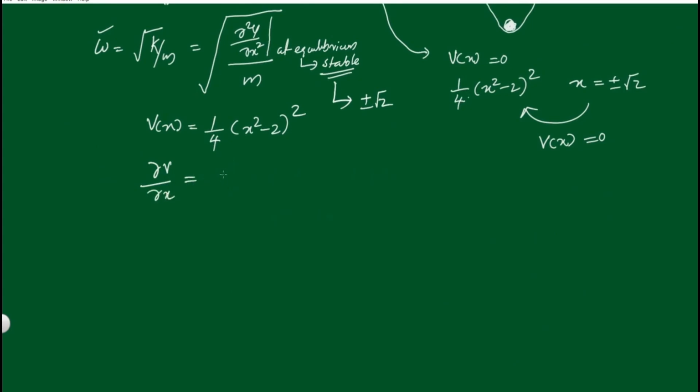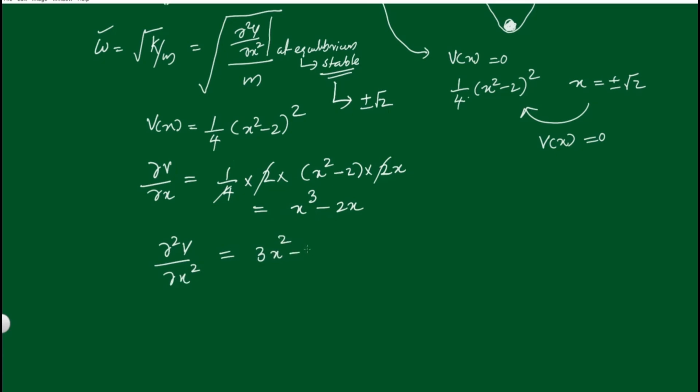Then what will be dou V by dou x? It will be equal to 1 by 4 into 2 into x square minus 2 into 2x. So this 2 and this 4 cancel. The remaining is x cube minus 2x. Taking one more derivative, dou square V by dou x square, we get 3x square minus 2. Now substitute the stable equilibrium point value, that is x equal to plus or minus root 2.